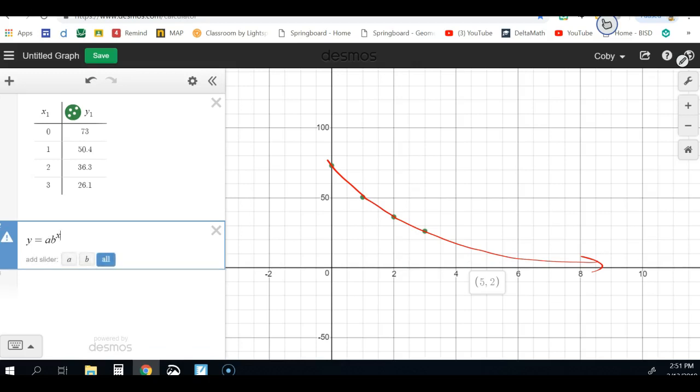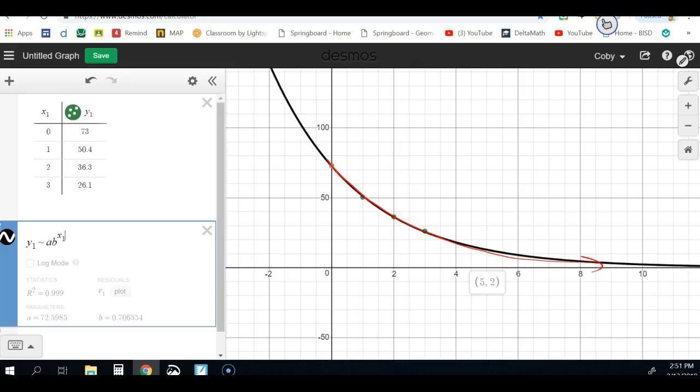It's not going to be just like that. I want it to use the y's from the table up above. I'm going to call it y1. And instead of equals, I do the squiggly, approximates a times b to the power of x1. It's going to use this x1 and y1 data and figure out the best a and b that it can to create that equation.